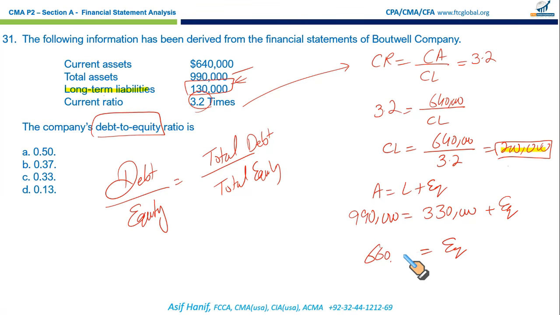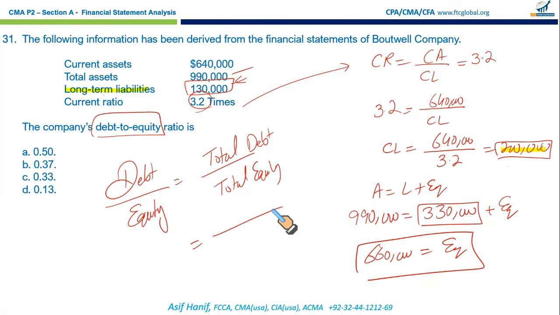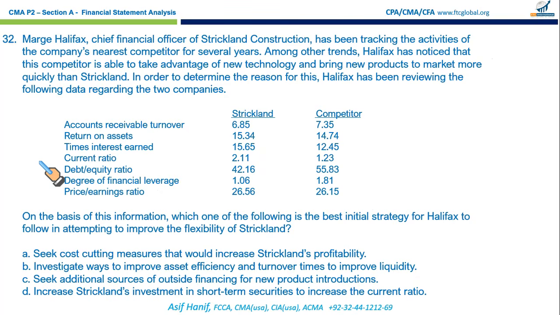We got everything we needed. We got the total debt of 330. We got total equity of 660. So we got what we needed. Total debt is 330, current and non-current combined, and total equity is 660. So debt over equity is 0.5. That is A. Perfect.